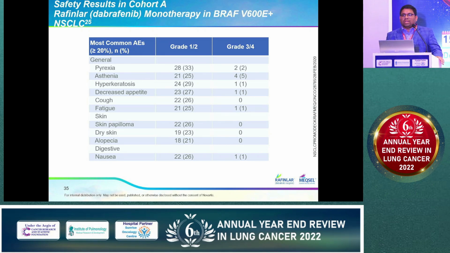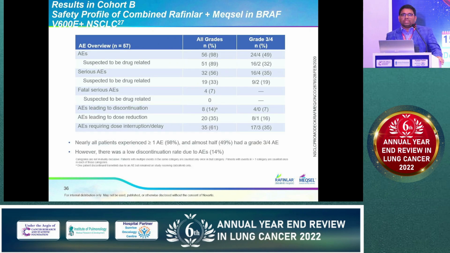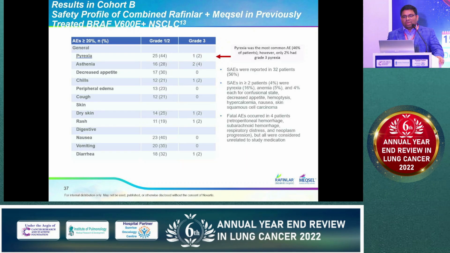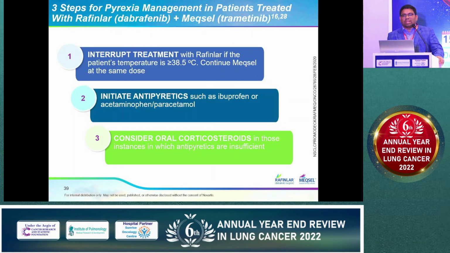I'll focus on one side effect here, which is pertinent: many of these patients have pyrexia, and pyrexia is because of the RAF inhibition and not because of the MEK inhibition. So if the patient is having pyrexia, you need to stop the RAF molecule and not the MEK molecule. When this data came, I actually thought it would just be fever, what could be more than that, but it is actually bad, and nearly 50% of your patients would have grade 3 and grade 4 fever, and patients get quite irritated because of this pyrexia. So the question is, how do we manage the pyrexia?